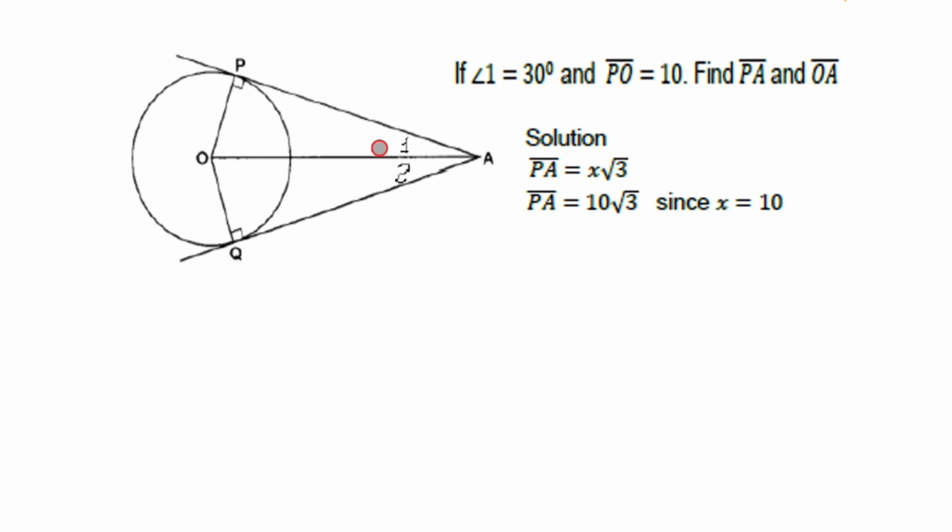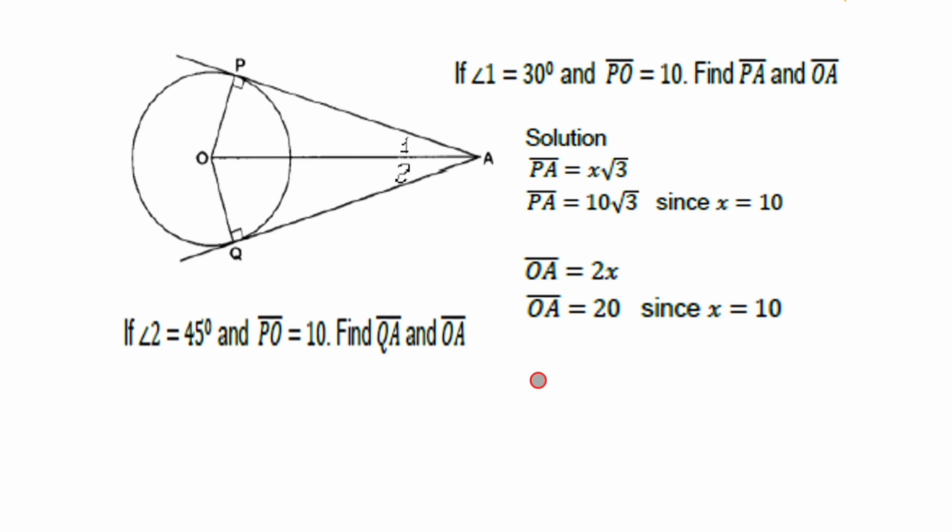So, let's find PA. For PA, our solution is x the square root of 3, because this is 60, and opposite 60 is x the square root of 3. The value of x is 10, which is here, so you will have 10 the square root of 3 as the answer for PA. For OA, the hypotenuse, the formula for the hypotenuse is 2x, the side opposite 90 is 2x. Our x is 10. That's why 2 times 10 is 20.